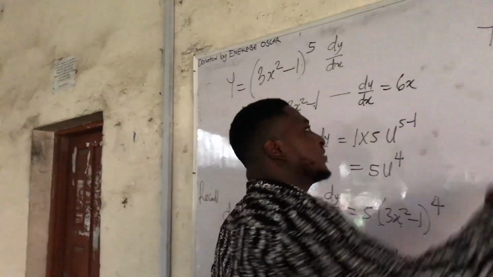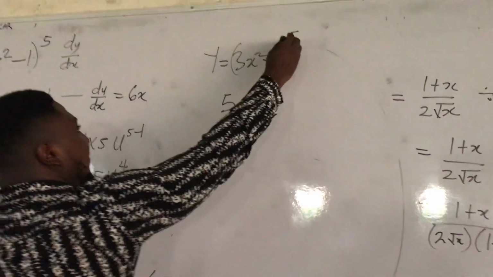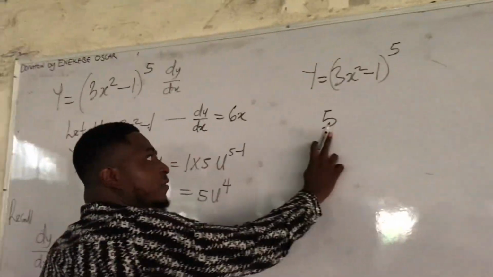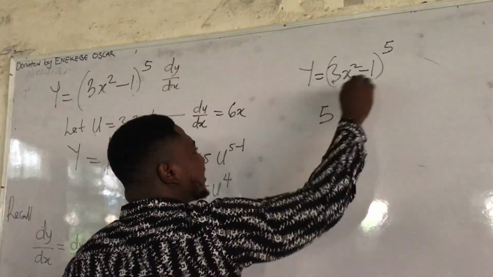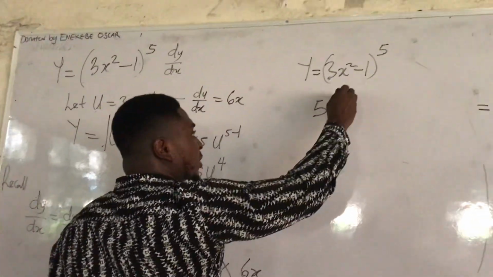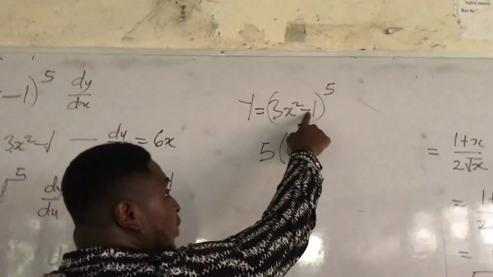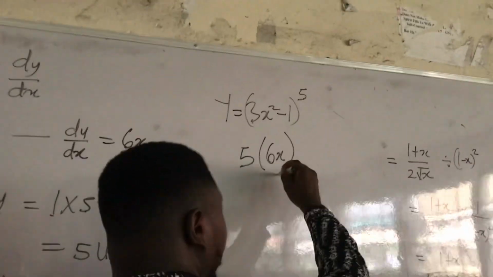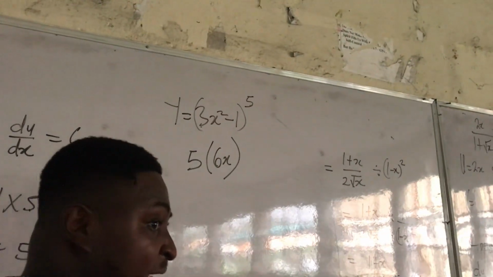Step 1, class, bring down the power, 5. Step 2, differentiate what you have inside the bracket. What do you have inside the bracket? 3x squared minus 1. Differentiate 3x squared, you have 6x. Minus 1 is a constant, so it is 0, right? So step 2, differentiate what you have inside the bracket.